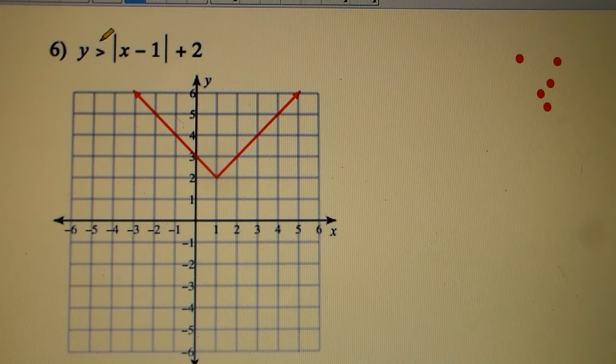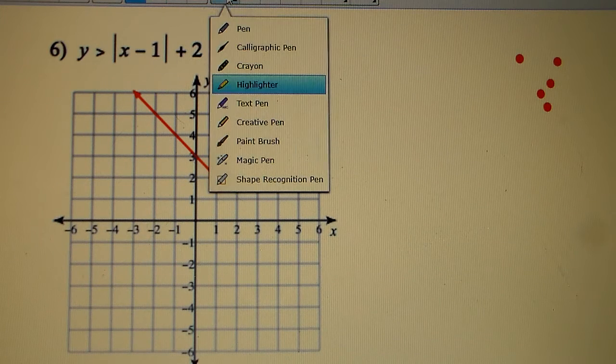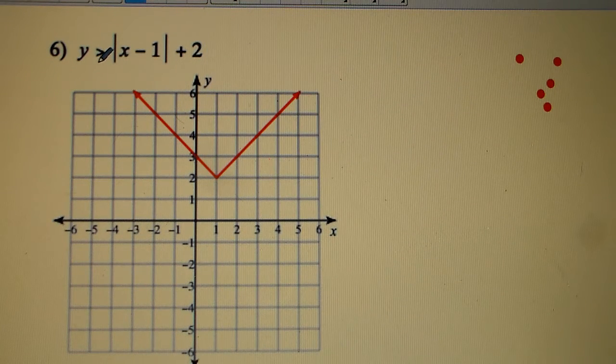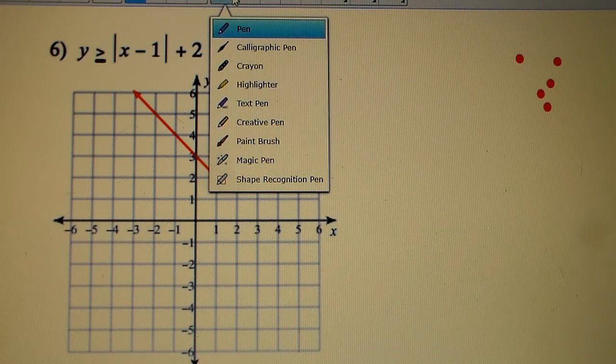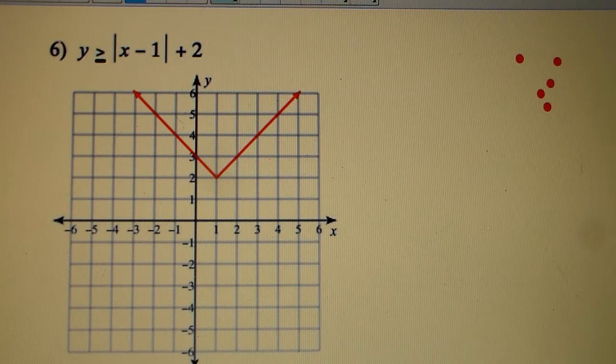Number 6, y is greater than. I'm actually going to make a little equals. This is going to be greater than or equal to. y is greater than or equal to absolute value of x minus 1 plus 2. Well, that means this is a solid line. It's already graphed for you. Now we just got to do the shading part. We'll do a purple shade. So this is referring to the y. We look at 3. Numbers that are greater than 3 are above, so we shade above. And that's our work.